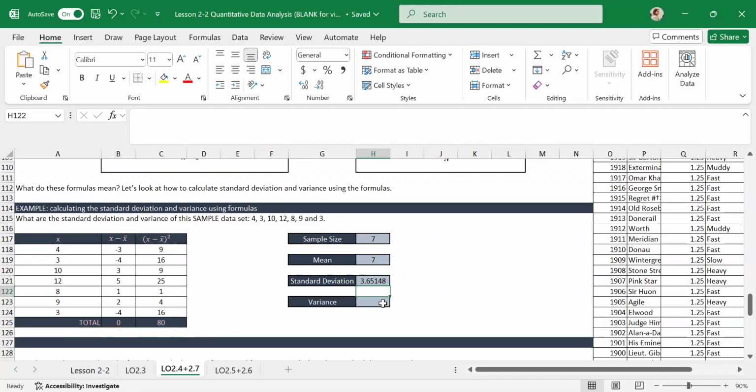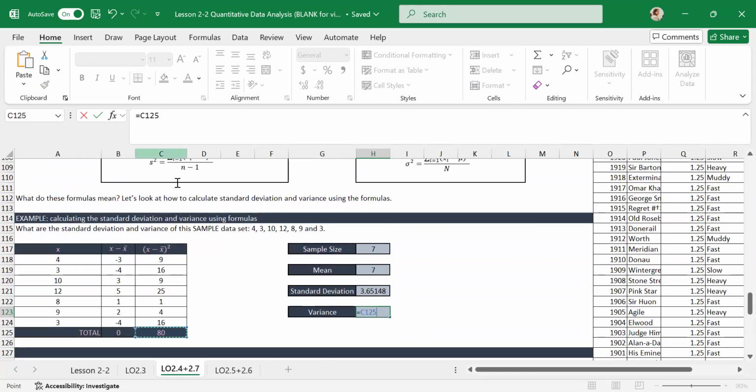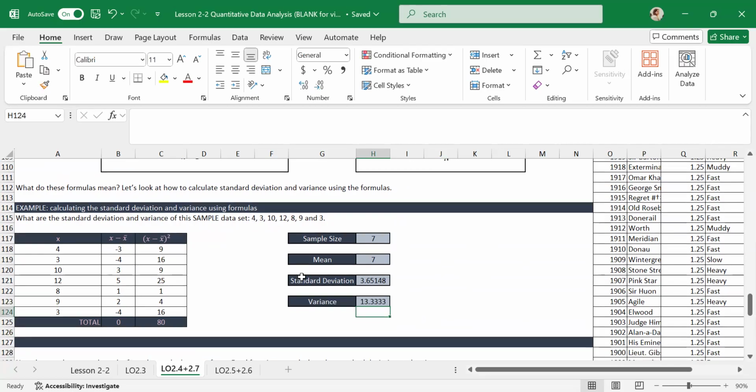3.67 approximately. The variance is then just the standard deviation squared. Or if you look at the formula directly, it's just the total from the table divided by the sample size minus 1 with no square root around it. That's the variance, which is about 13.33. So that's how you calculate the standard deviation and the variance using the formulas.